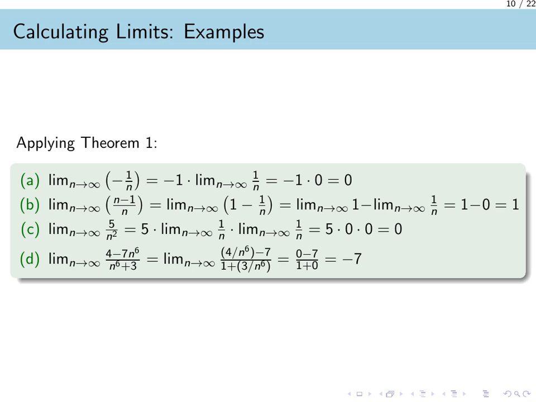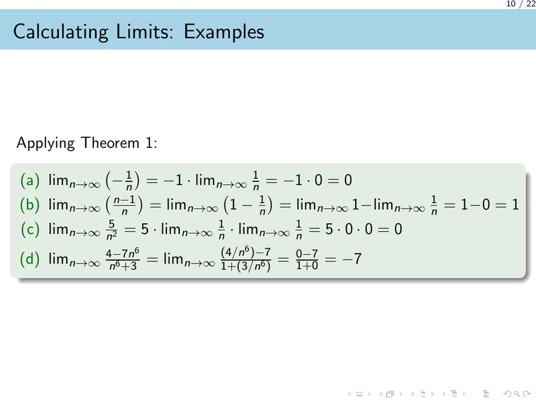The third example uses both the constant multiple and product rules. The limit of 5 over n squared is 5 times the limit of 1 over n, multiplied by the limit of 1 over n again, resulting in 0. Finally, for the rational expression, we use a standard technique. Divide the numerator and denominator by the highest power of n, which is n to the power of 6.